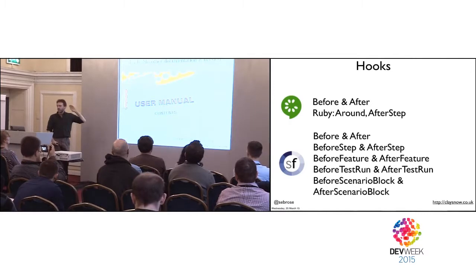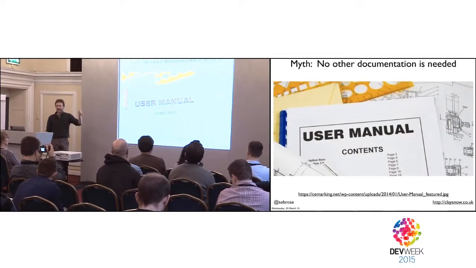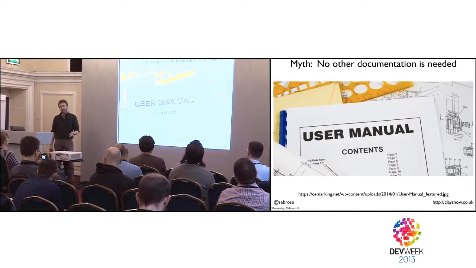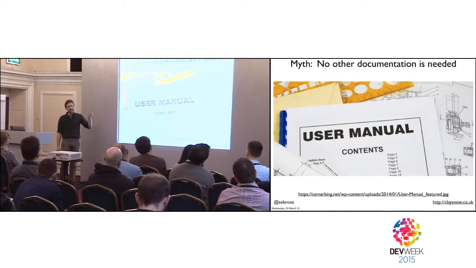The feature file is a great place to document examples. It's a great place to document what a feature does. I think it's a great place also to document what acceptance criteria have been satisfied by those examples. It is not the only documentation you will need.